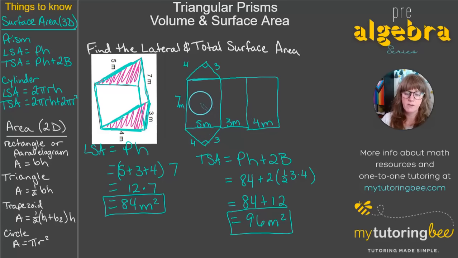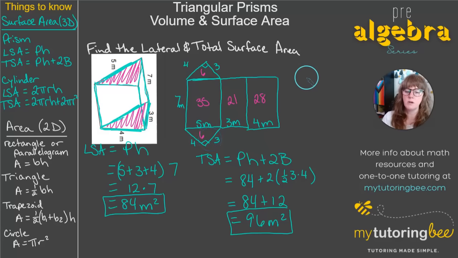This 7 by 5 rectangle would be 7 times 5, which is 35 meters squared. And then 7 times 3 is 21 meters squared. And then 7 times 4 is 28 meters squared. And then our triangles, 4 times 3 is 12, cut in half is 6. And that means this one is also 6.